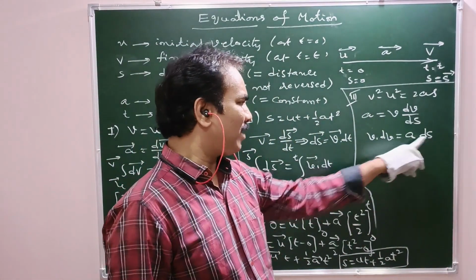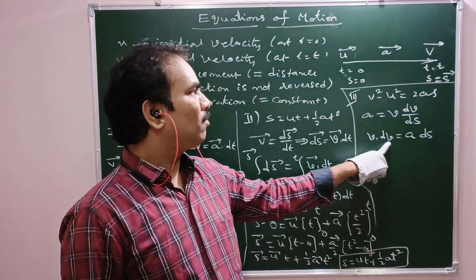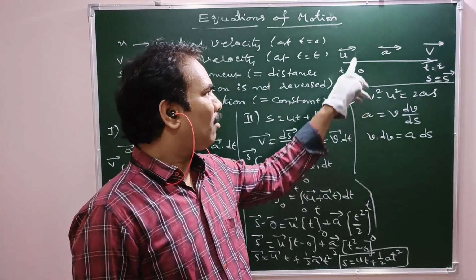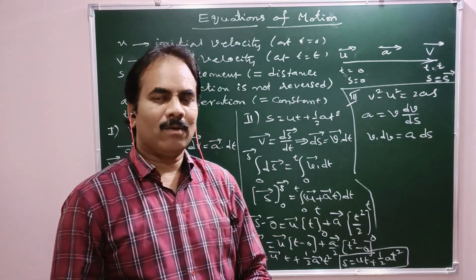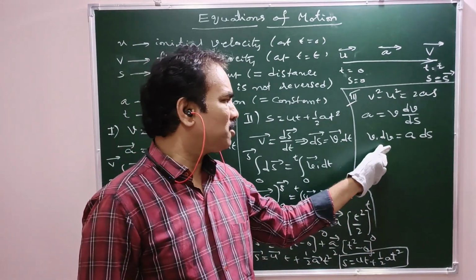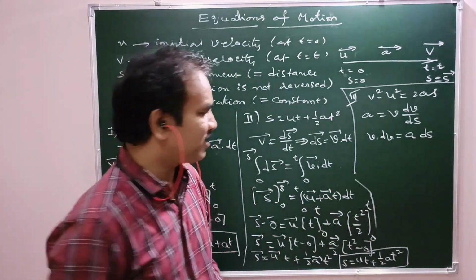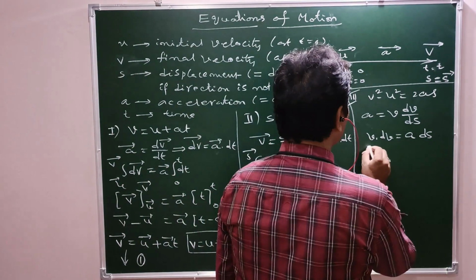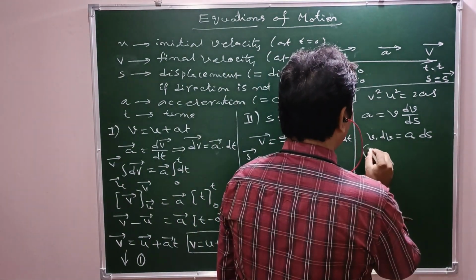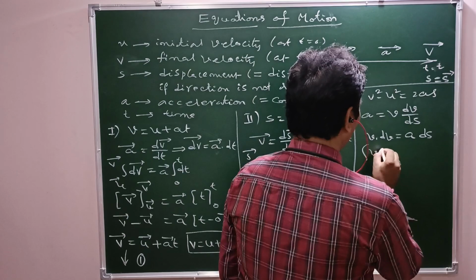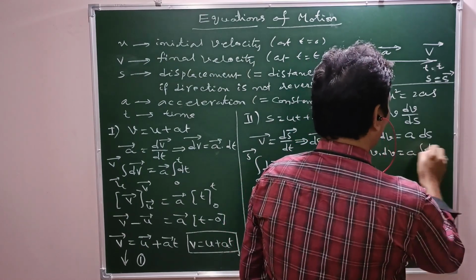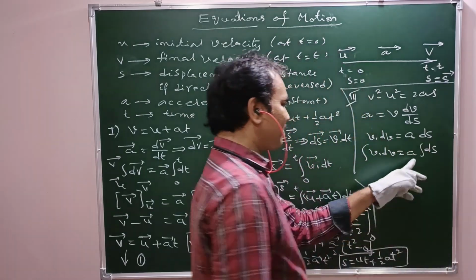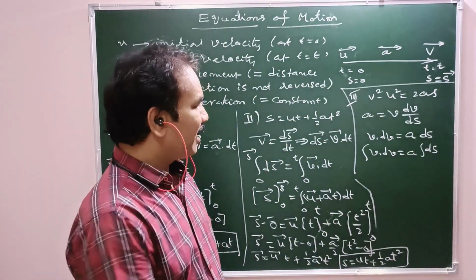See, in every ds, what is the change in velocity? dv. To have total change in velocity and covering total displacement, how can we get that relation? Means by taking integration. On taking integration, integral v dv equal to a into integral ds. A is kept outside. Why? Because that is constant.